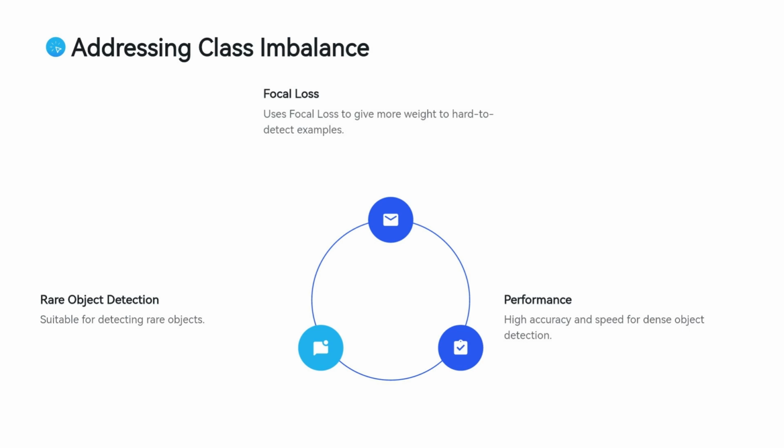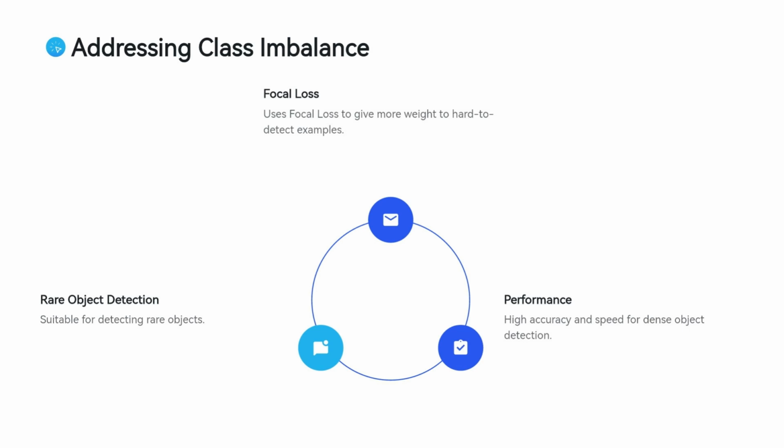RetinaNet addresses this by introducing focal loss, a modified loss function that gives more weight to hard-to-detect examples, such as small objects or objects in cluttered scenes. Focal loss reduces the relative loss for well-classified examples, focusing the network's attention on hard examples.